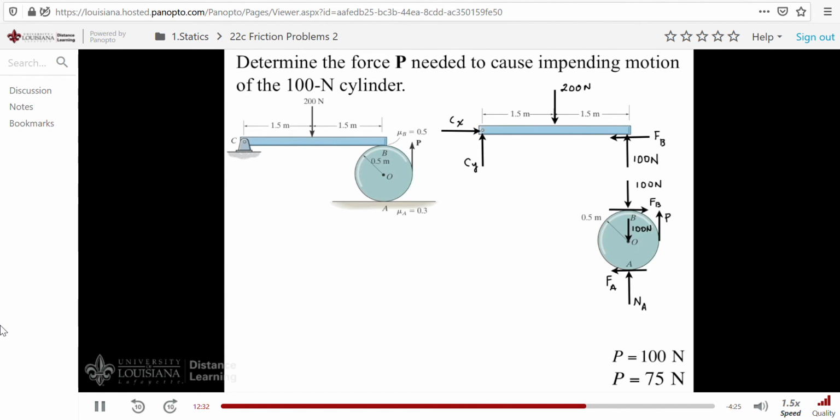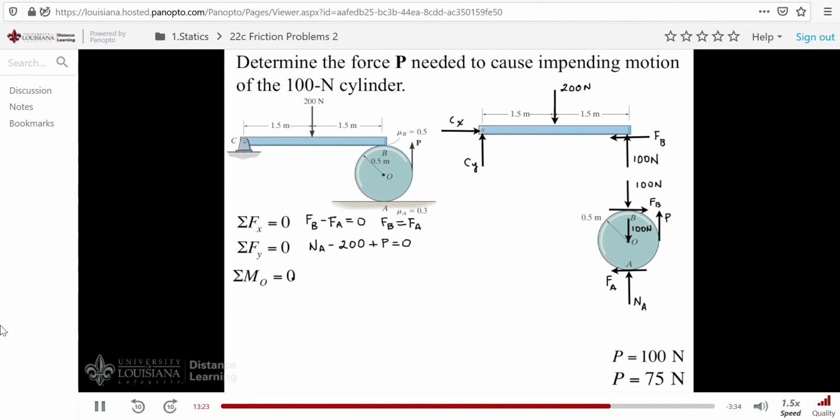First, I'll write the three equations of equilibrium for the cylinder. In the x direction, F of B minus F of A must equal 0. Or to put it another way, F of B is equal to F of A. Next, we'll sum forces in the y direction. N sub A minus 200, and of course plus P. And that'll equal 0.